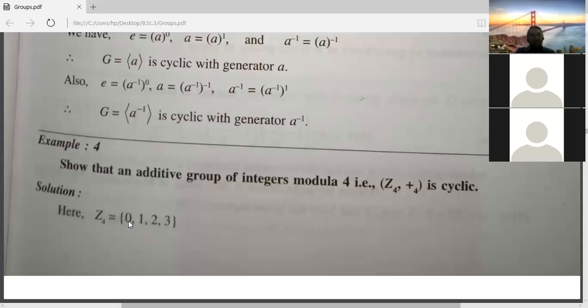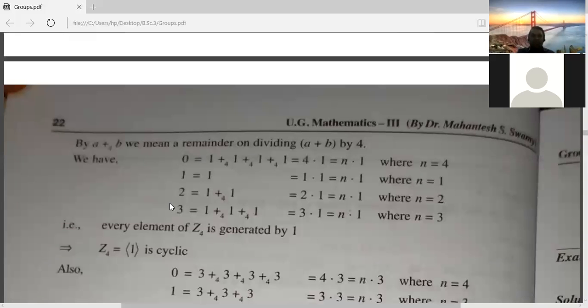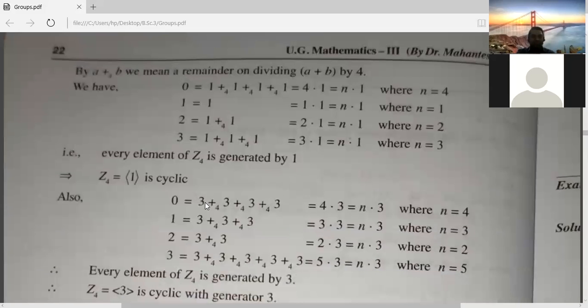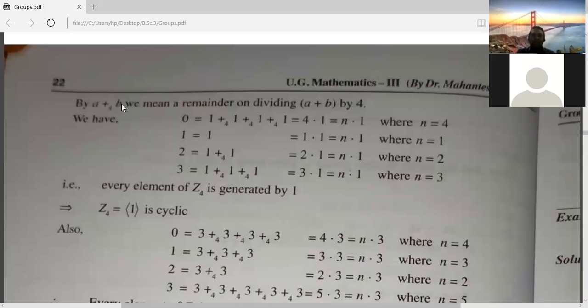Okay, now A plus B, the meaning of A plus B is that we have to add A and B and divide by 4, so that we get the remainder, which you have to write here. The remainder obtained by adding and dividing by 4, that you have to write.